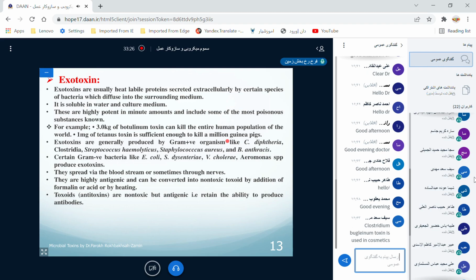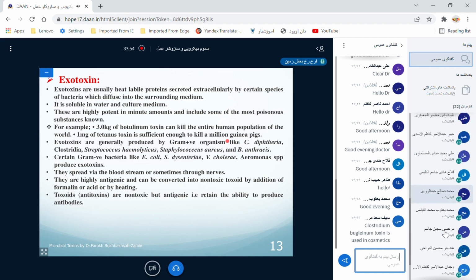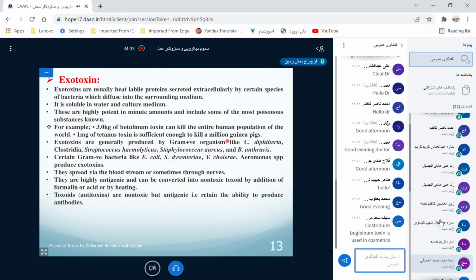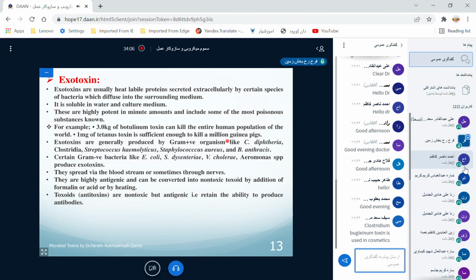And for example, Clostridium botulinum, where I read that 3 kilograms of toxin is sufficient to kill all people. Now in biotechnology, a very small amount of this toxin is sometimes used by physicians. For example, there are some folds on the face, so botulinum toxin removes these folds and makes the person look younger than he is.